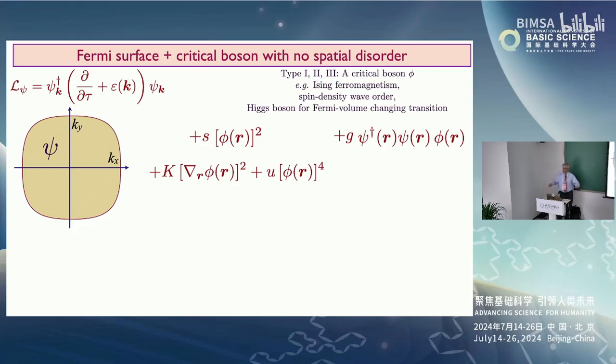All right, so this is the theory. You have a Fermi surface. You have this Ising model, if you wish, described by the Wilson-Fisher theory, and you have a Yukawa coupling between them. All right, so let's put in some randomness.